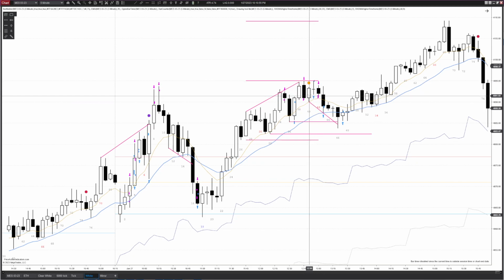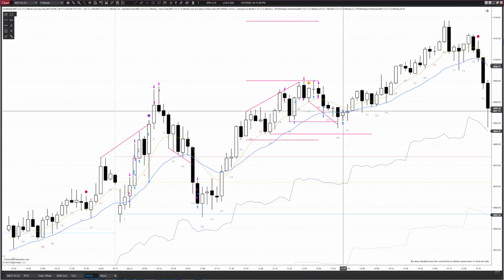I took another short here because I was like, this is a double top. Below this candle is a short. So I held that short. And what did I do? I scaled out some here, and I had one or two contracts left.